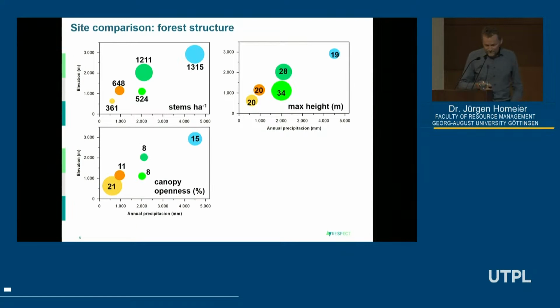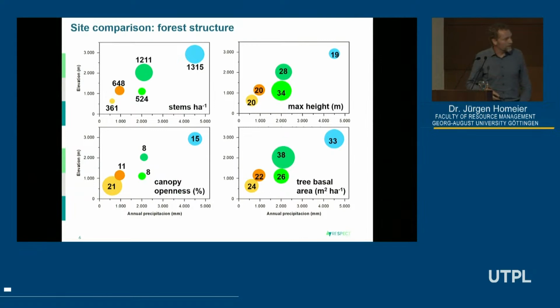Next parameter is canopy openness. That's one result from the terrestrial laser scanning. And again, there is a strong relationship. The more open plots at 600 meter in the dry forest have about 20% of canopy openness. And then that is followed by the 3,000 meter humid site with 15% of openness. The smallest values are found in the pre-montane and montane humid sites, so only 8% of canopy openness.